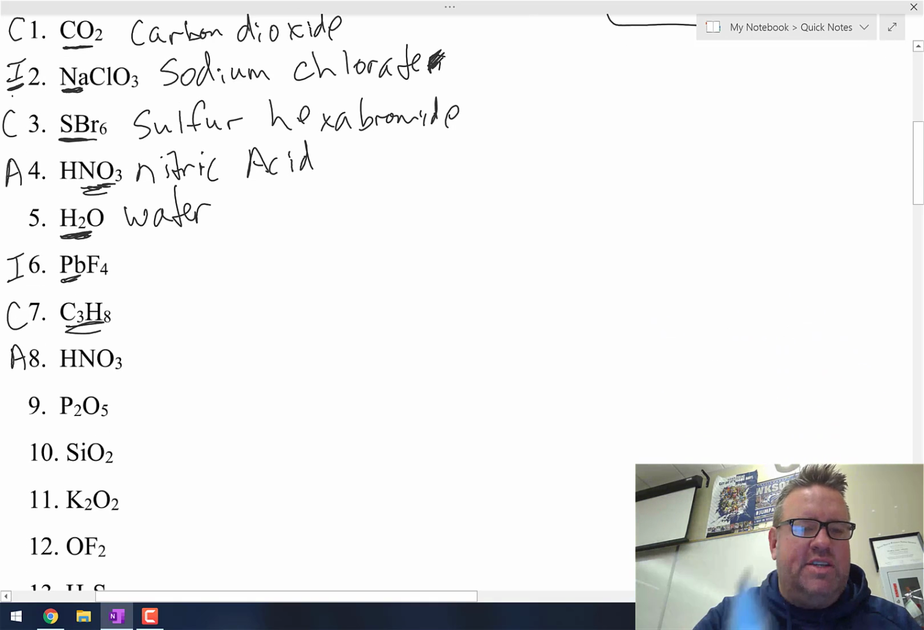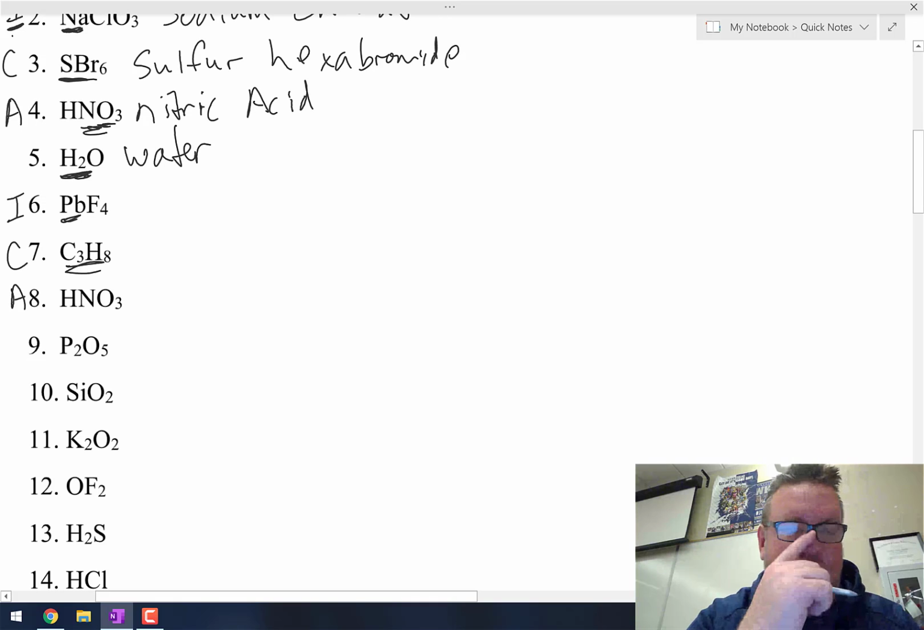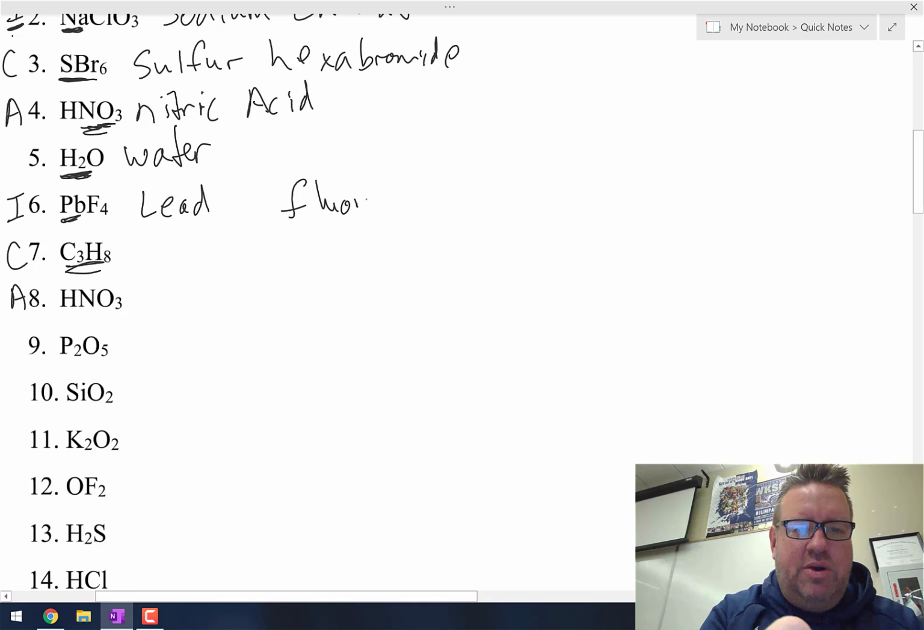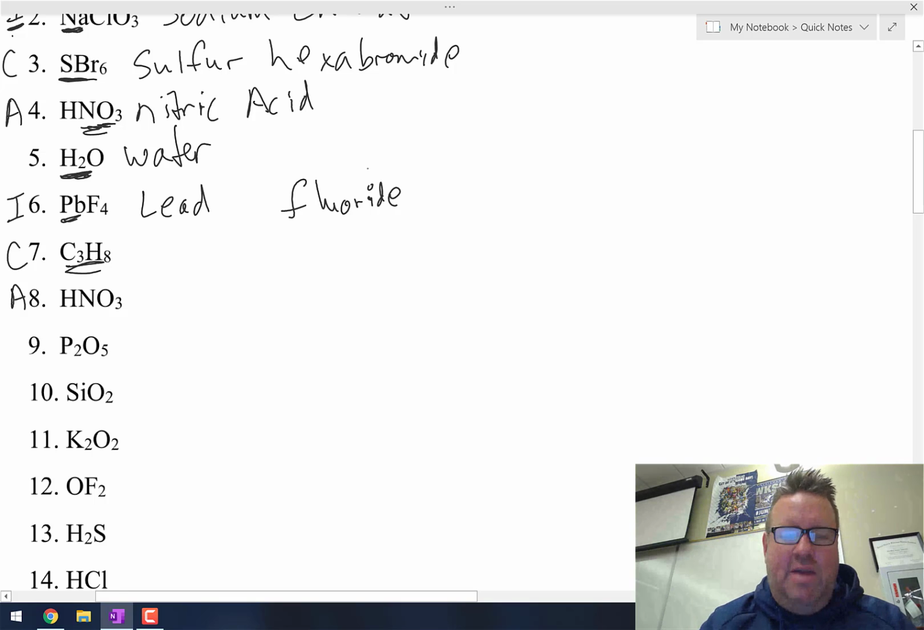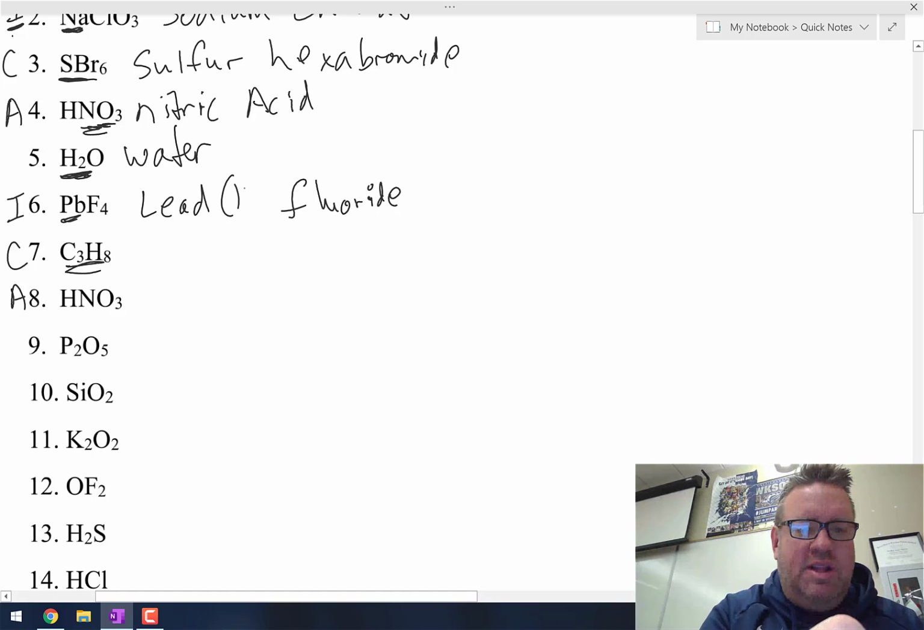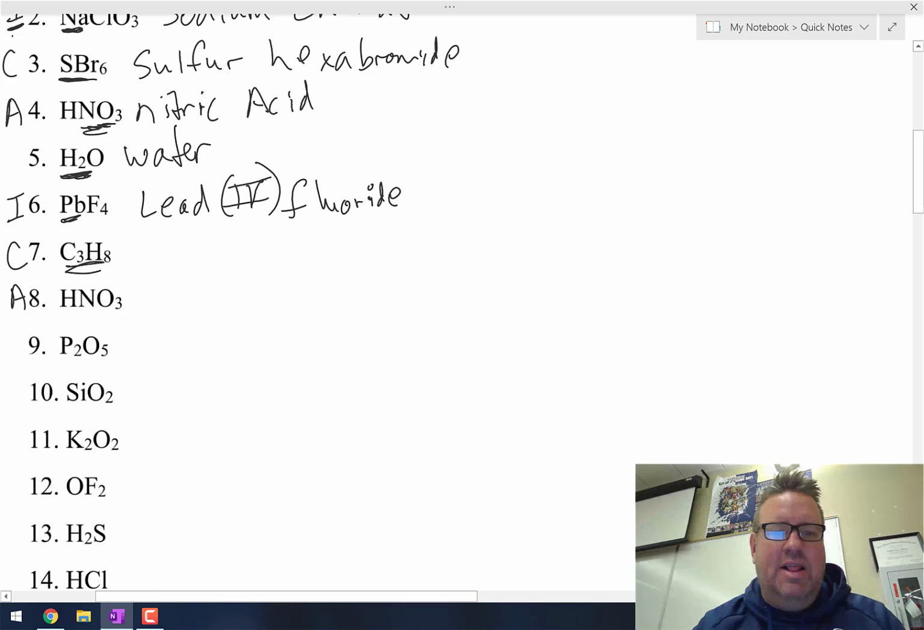Okay, number 6 is ionic. It's got a metal in the front. Pb is lead, and lead is in that transition metal area. So notice I leave myself a little bit of space there because I am going to need a Roman numeral. Fluorine has a -1 charge, and there's 4 of them, so that's -4. That means the lead has to be +4. So that's an IV: lead IV fluoride.